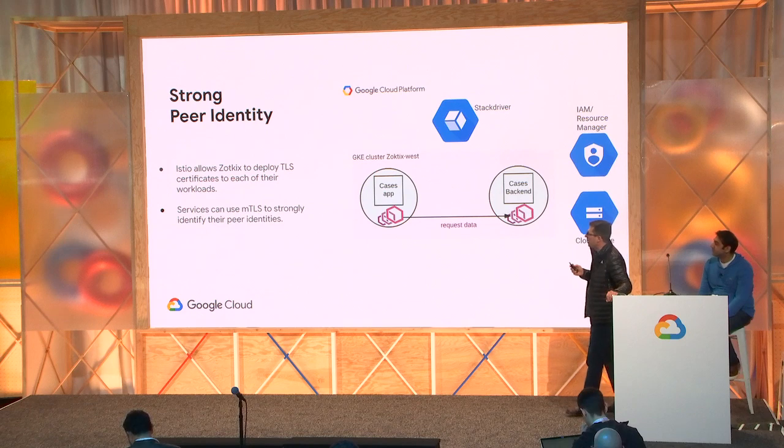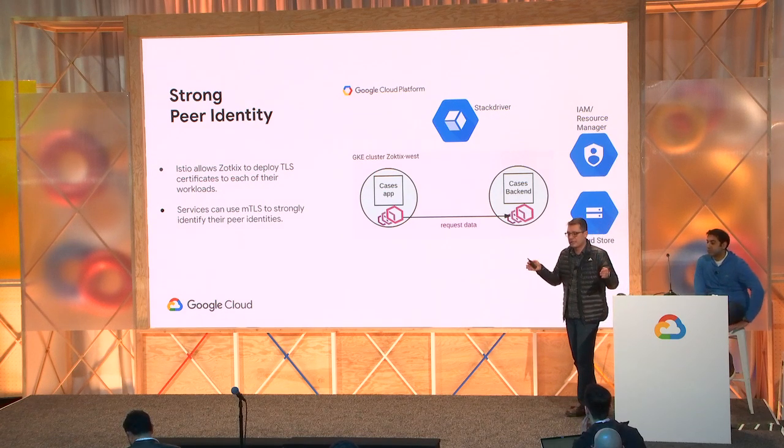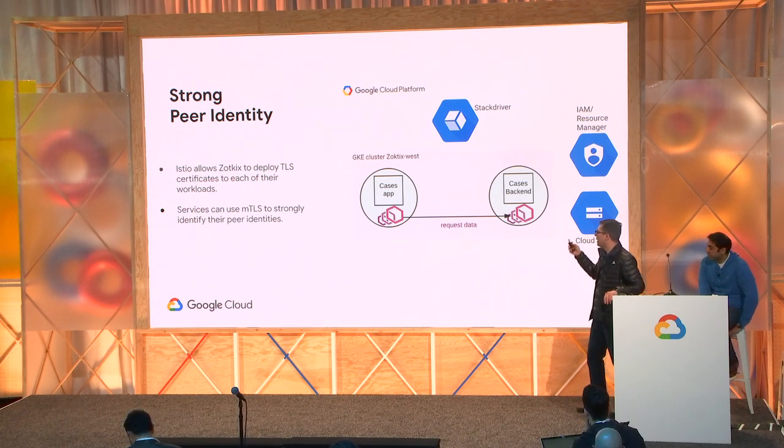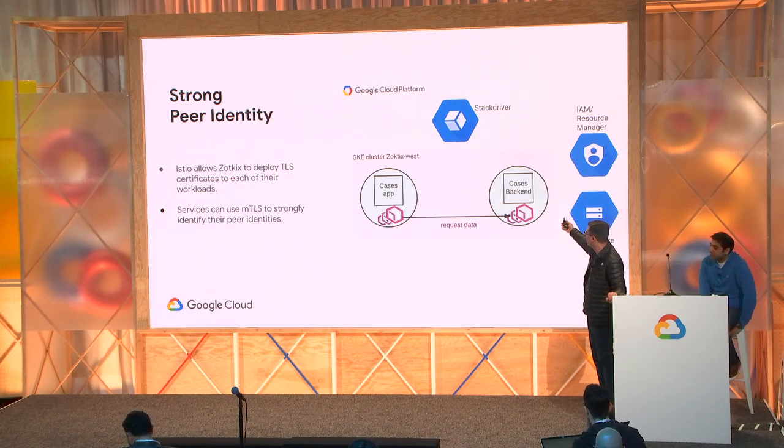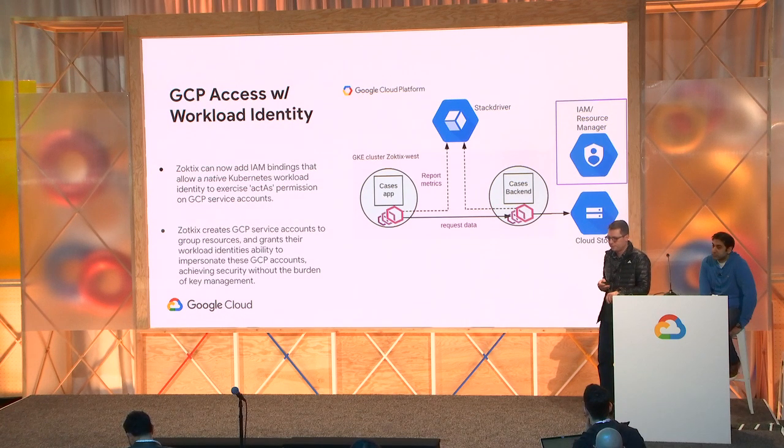Another feature of this architecture is that it has a strong sense of peer identity. By using mutual TLS, you can have strong assurances about the peer that is connecting. So here in the Cases app backend, you have very strong confidence that the request indeed comes from its front end.